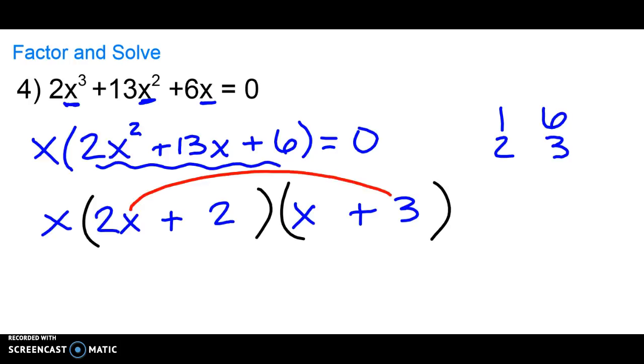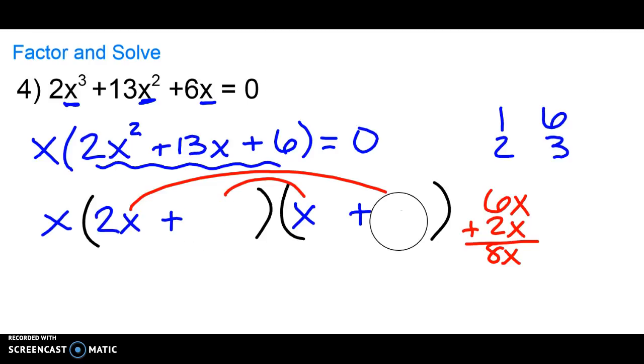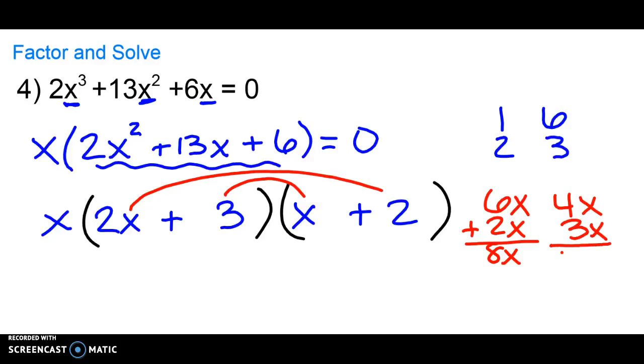So outer loop, 2x times 3, 6x. Inner loop, 2 times x, 2x. That's going to add to give me 8x, which is not the middle term, which is 13. So before I give up on 2 and 3, I'm simply going to switch them. I'm going to put the 3 here instead and the 2 here. So 2x times 2, that's going to give me 4x. And then 3 times x, that's going to give me 3x. That is actually going to give me 7x, which is not the middle term of 13. So I've actually tried 2 and 3 in both spots, so I can rule that out as a factorization.